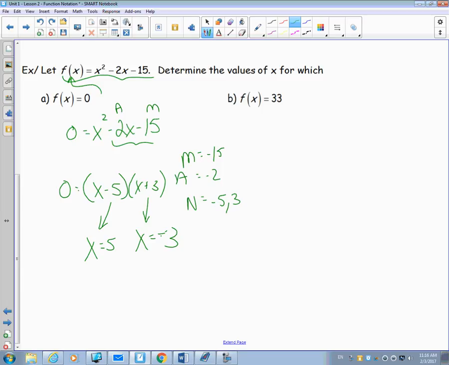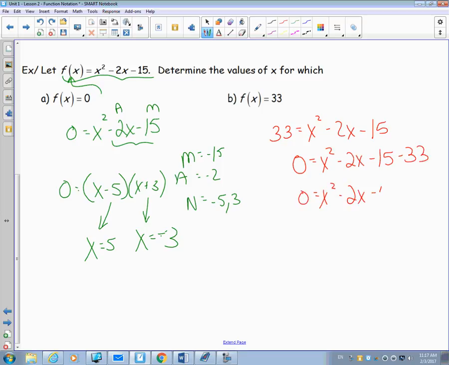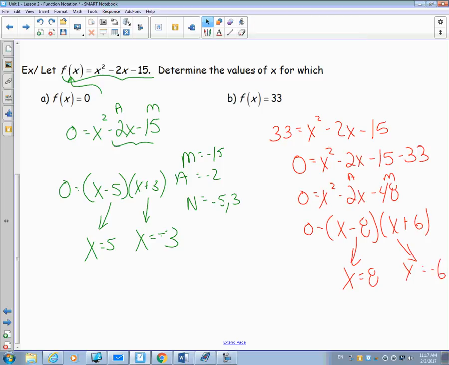Okay. Same thing for the last one. They're telling us the function is 33. So I make it equal to my equation. I want to solve it. It's a quadratic again, but to do that, it has to equal 0 first. So I need to bring that 33 to the right-hand side, subtract it, to put it into the right form. I want to multiply to 48, add to -2. I can do that if I use -8 and +6. So my answers are 8 and -6. And just a reminder of some factoring and how to solve a little bit.